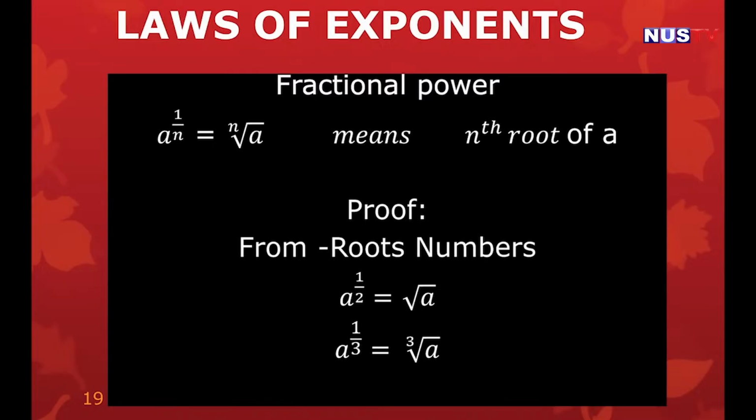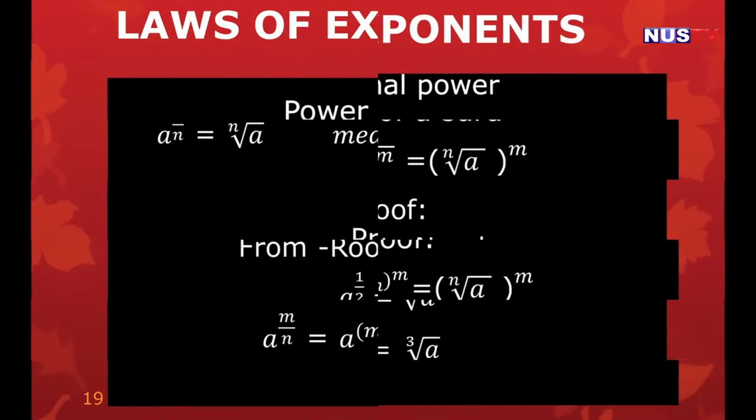So remember from basic mathematics, you have learned how to calculate the cubic root, the square root. So the square root of a is the same as a to the power of a half. The cubic root of a is the same as a to the power of 1/3.